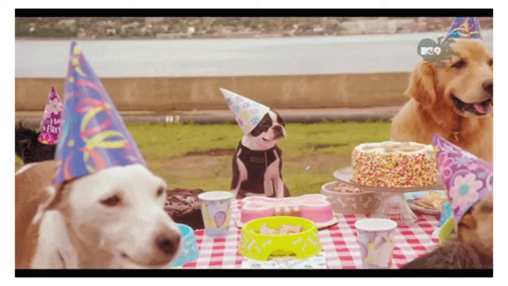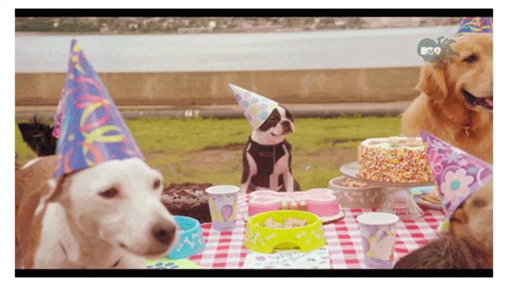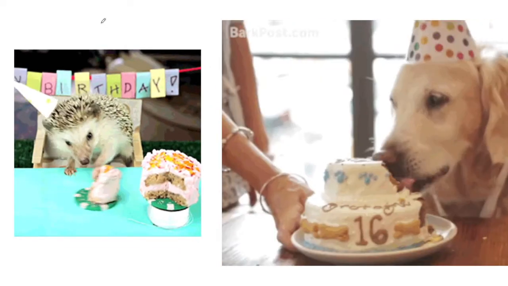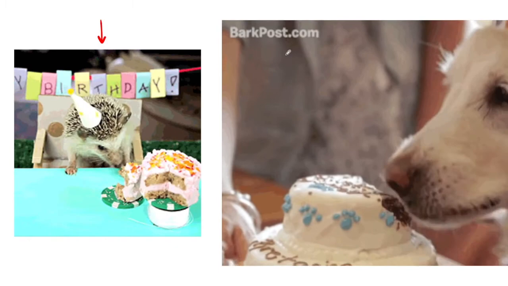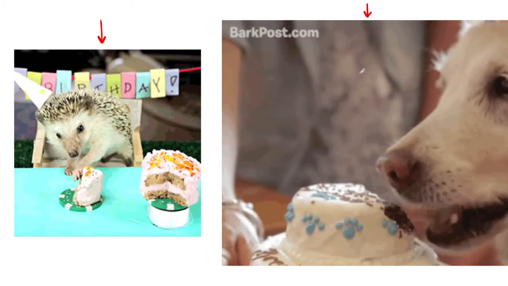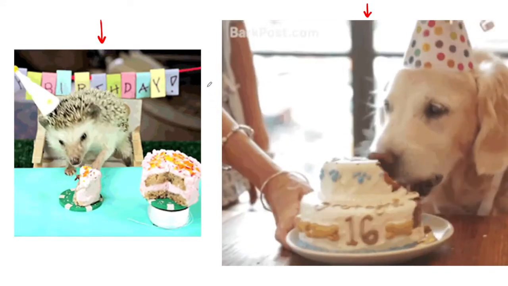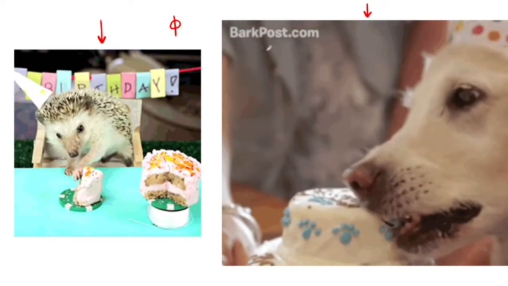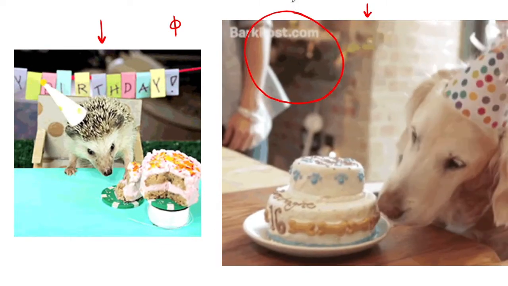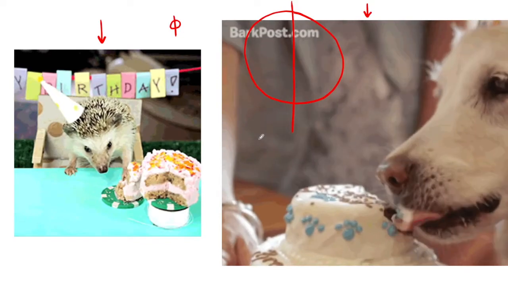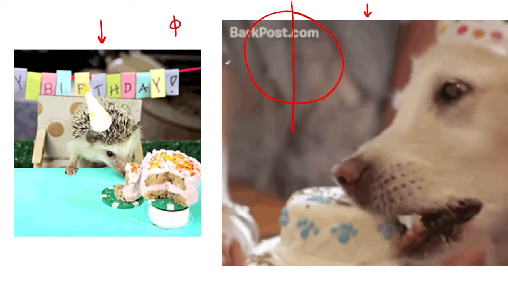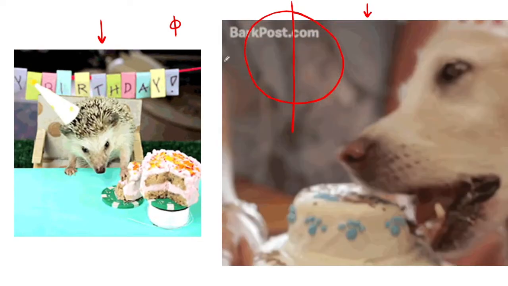To do that, we're going to have to have some birthday cakes. Because here's the thing. This little hedgehog has a little birthday cake. And this big golden retriever has a much bigger birthday cake. If I take half of this little cake, it is not the same as taking half of a big cake. Half is not the same no matter what. Half depends on what you're taking half of.